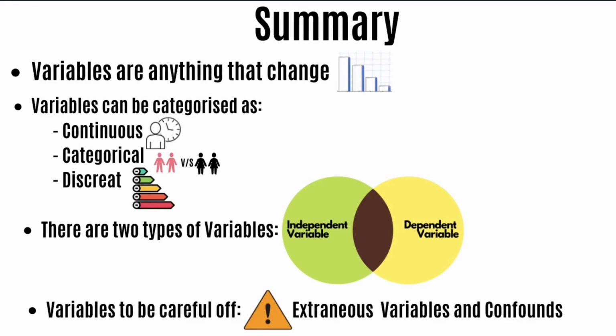Finally, we looked at the types of variables that we have to be careful of, which included a specific type of extraneous variable called a confounding variable, which is something that is related to both the independent and the dependent variable of interest, and something that has to be accounted for when you're laying out or designing your study, or else it can affect the interpretations of the study and can lead to erroneous conclusions. So that is the end of today's video.